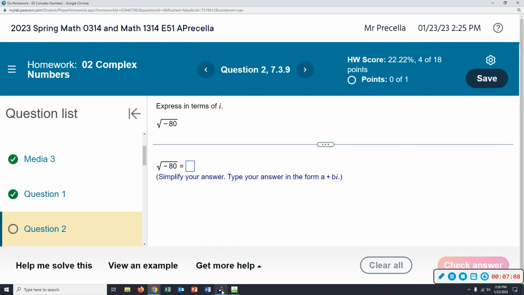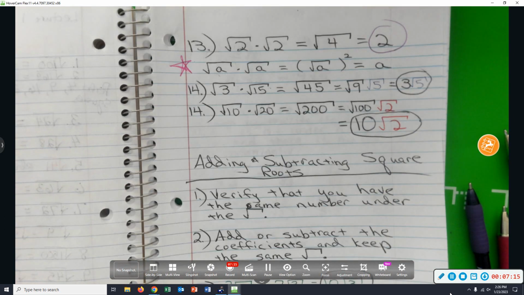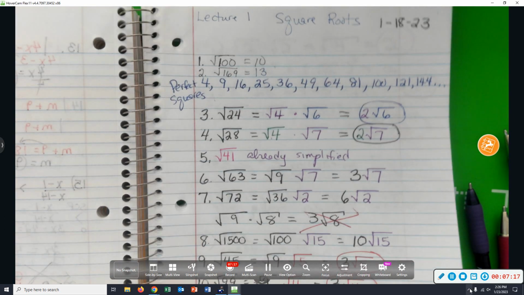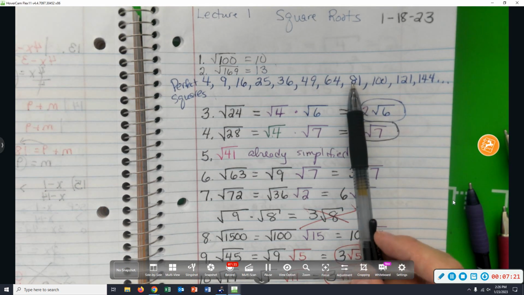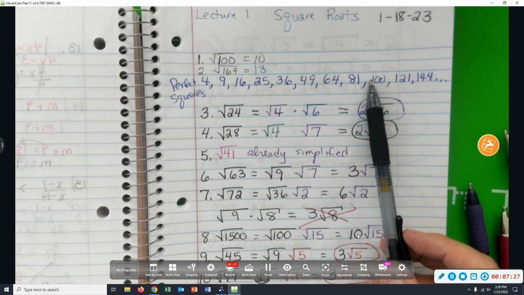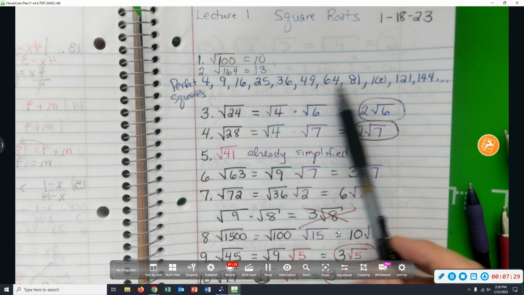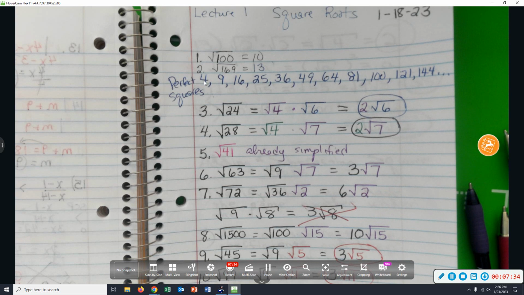Switch over to my book. Remember, we made a brief list of perfect squares. 80 is not a perfect square. This is from last time's notes. Which one is the biggest perfect square that divides evenly into 80? Well, 4 goes into it. 4 times 20 would be 80. But I think there's a bigger one.